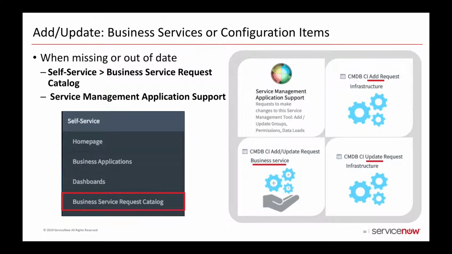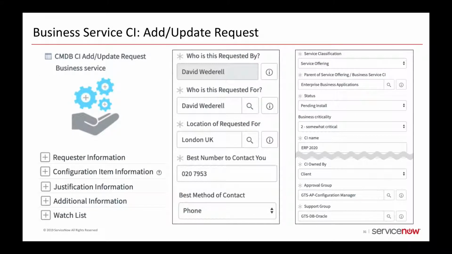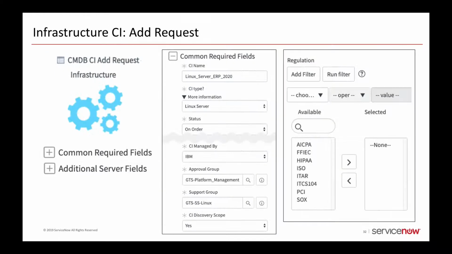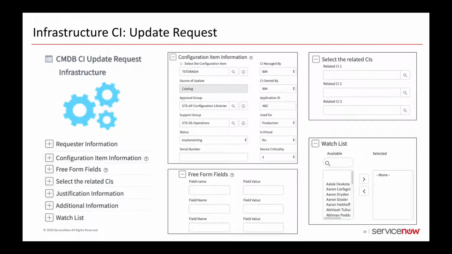If you need a business service or configuration item added or updated, go to Self-Service Business Service Request Catalog and then select Service Management Application Support. For a business service CI, you can submit a request to add or update. For an infrastructure CI, you can submit a request to add. And also for an infrastructure CI, you can submit a request to update.